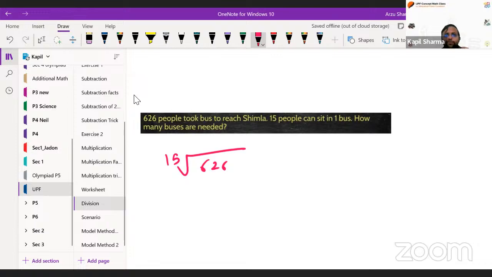626. So we need to divide 626 by 15. 11 buses. No. Swastik, think. So 15 times 4 is 60. No, Parth. Yashika, yeah, 42.